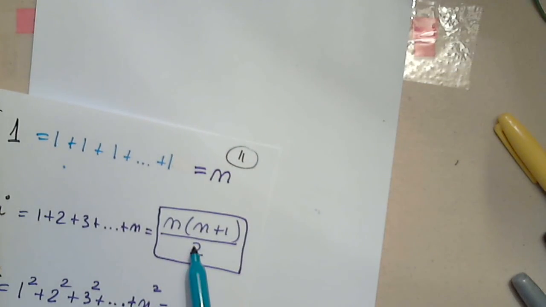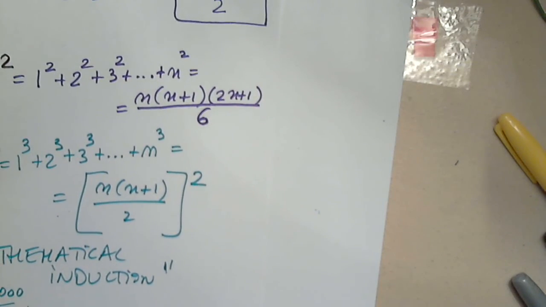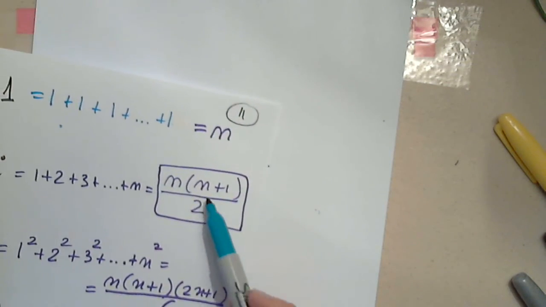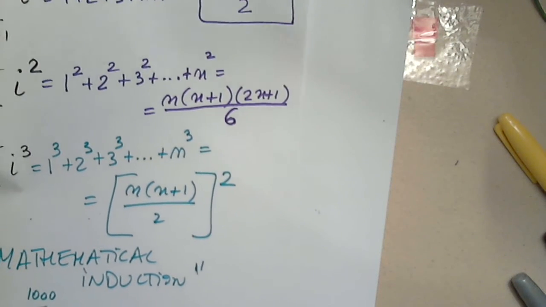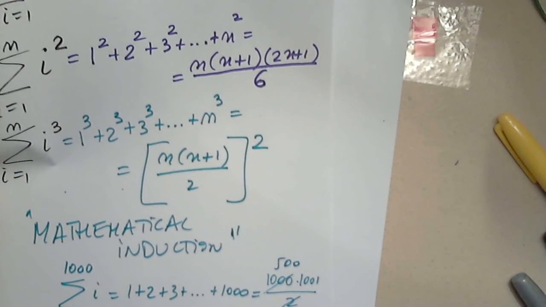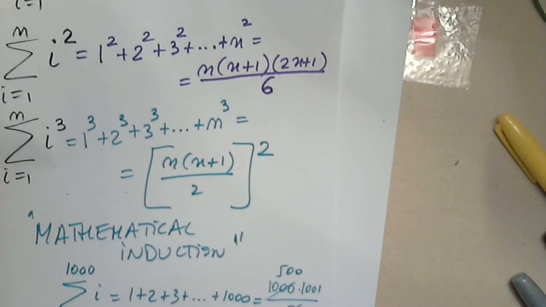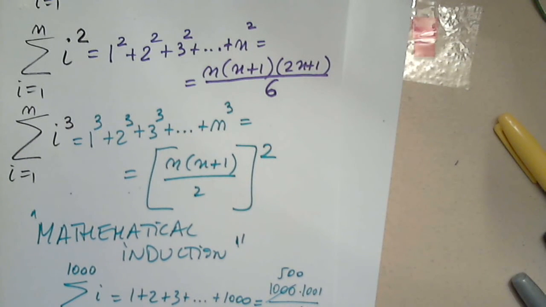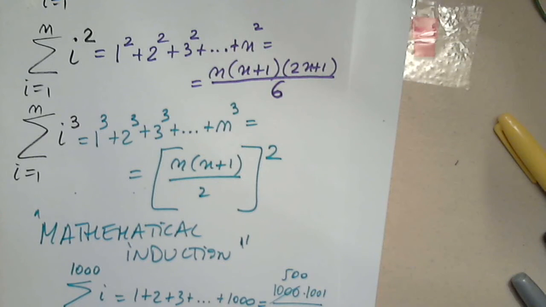But it's very easy because n is 1,000: 1,000 times 1,001 divided by 2. So I'll divide by 2, which is 500. So the answer is 500,500. So 500,500 is the sum of the first 1,000 natural numbers.